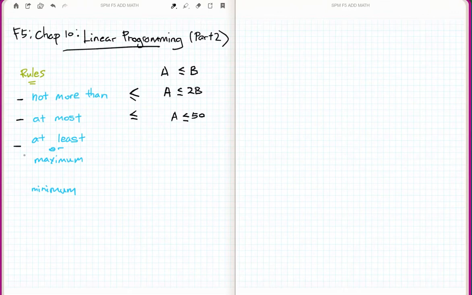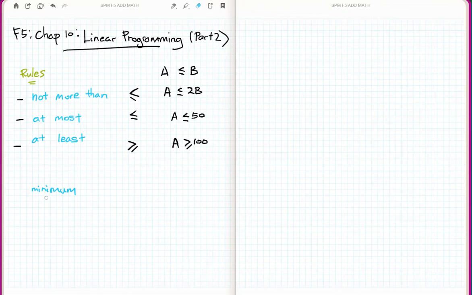Or sometimes you will see "at least". A must be at least 100. At least 100, so therefore you should have this sign. You can't have a maximum here, because a maximum would be less than, which is not right.